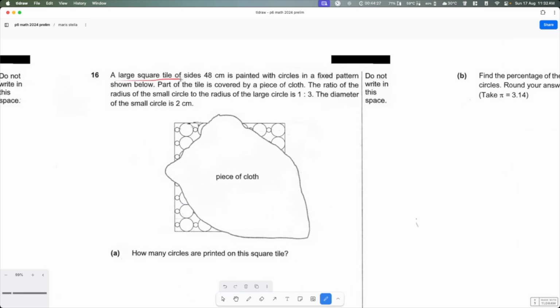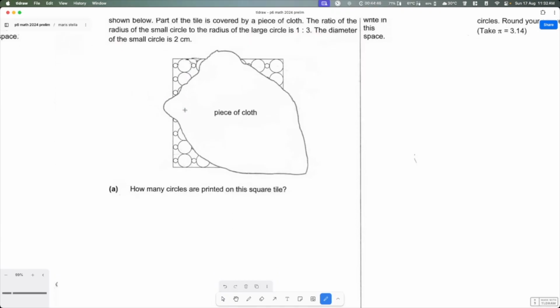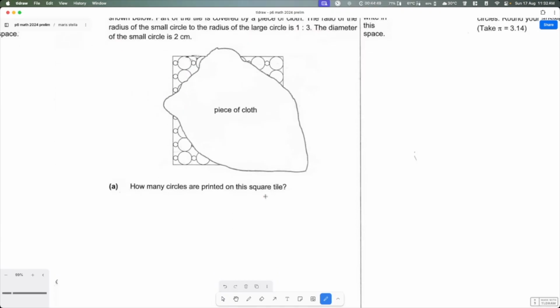A large square tile of size 48 centimeters is painted with circles in a fixed pattern shown below. Part of the tile is covered by a piece of cloth. The ratio of the radius of a small circle to the large circle is 1:3. The diameter of the small circle is 2 centimeters. How many circles are printed on this square tile?